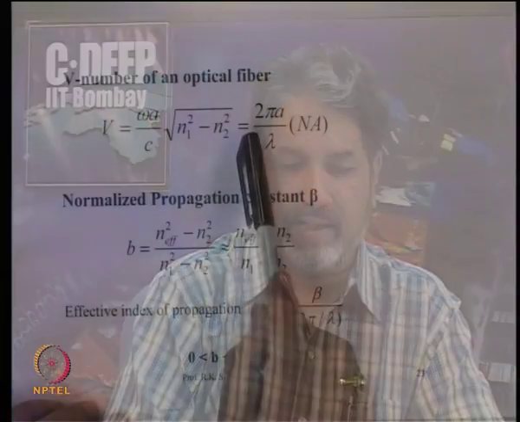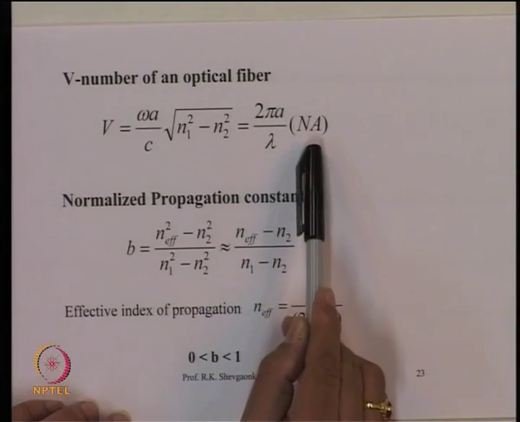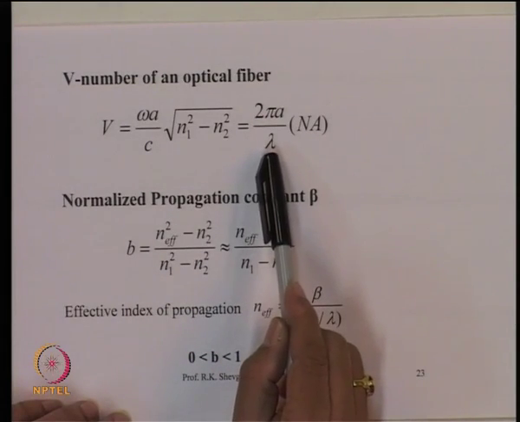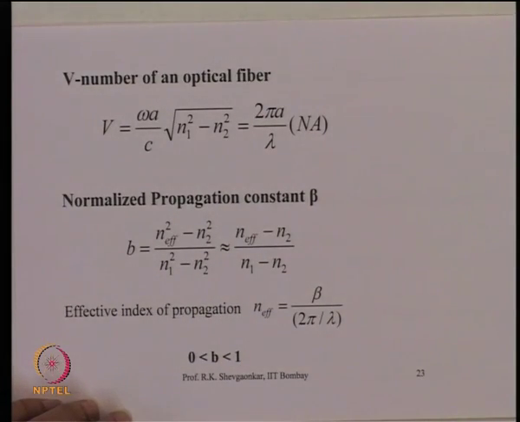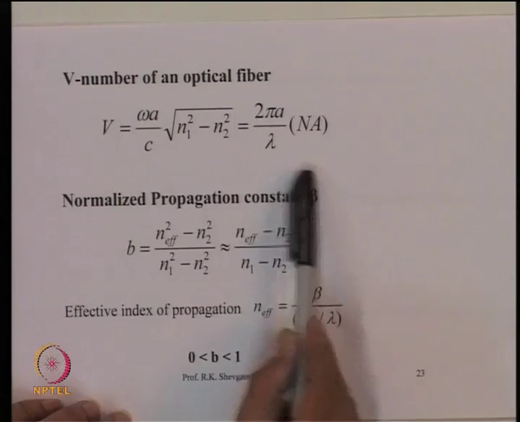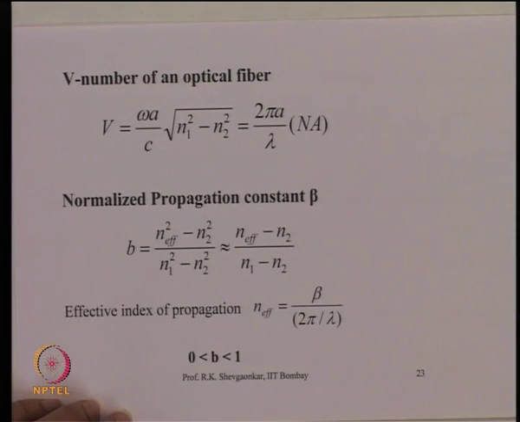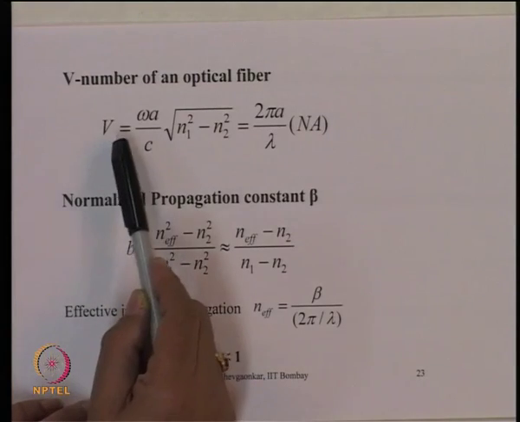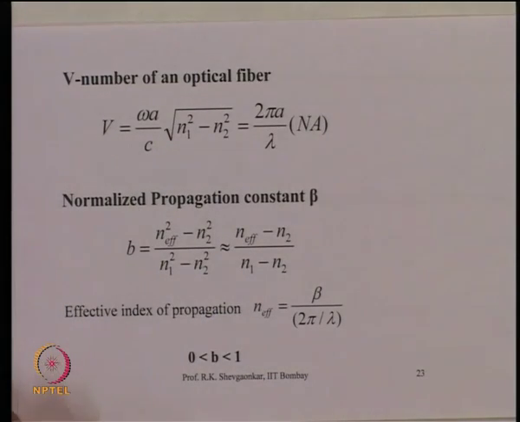Then we defined a very important parameter for the optical fiber, what is called the V number of an optical fiber, which was given by 2 pi a upon lambda into numerical aperture, where a is the radius of the fiber and lambda is the wavelength of operation. So, this parameter is a more comprehensive parameter to characterize the optical fiber than the numerical aperture, and this parameter is proportional to frequency. So, we said this parameter is also called the normalized frequency.